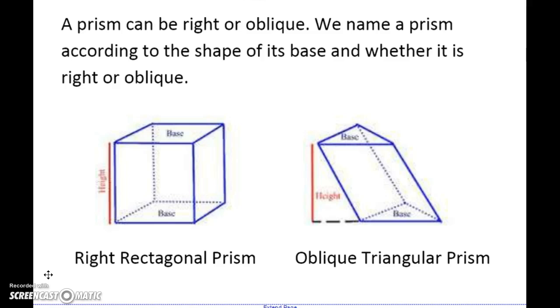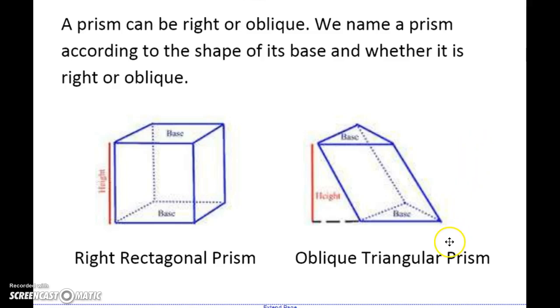A right prism will sit basically straight up and down. The height will be the same measurement as its lateral edge here. So this is a picture of a right rectangular prism. Now, if these were squares, we could give it an even more special name. We could call it a cube. A cube is a type of prism.